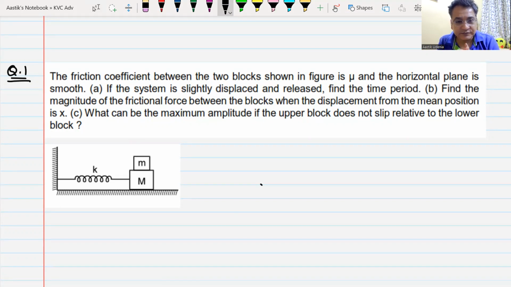Find the time period. First question. Second question, find the magnitude of frictional force between the blocks when the displacement from the mean position is x. So this will remind us of everything that we have done from Newton's laws till now. Revision. What can be the maximum amplitude if the upper block does not slip with respect to the lower block? Three questions, a reminder of everything that we have done till now. If you can do this, well done. If you can't, well, I won't complain much. Two minutes you have to show me your talents. One or two parts are very easy. Everything is very easy if you understand it.